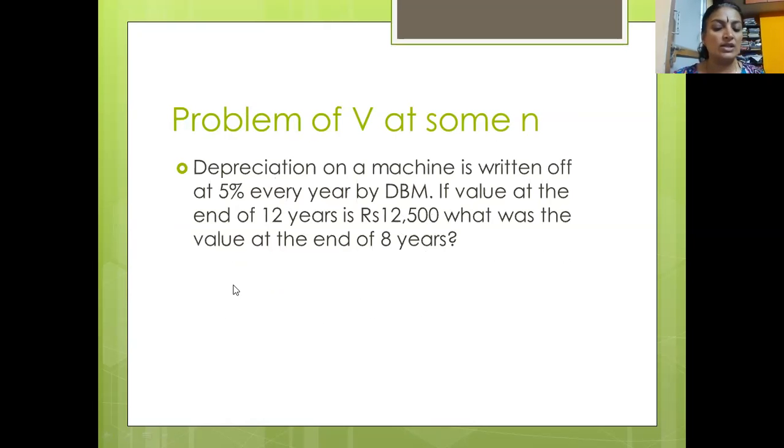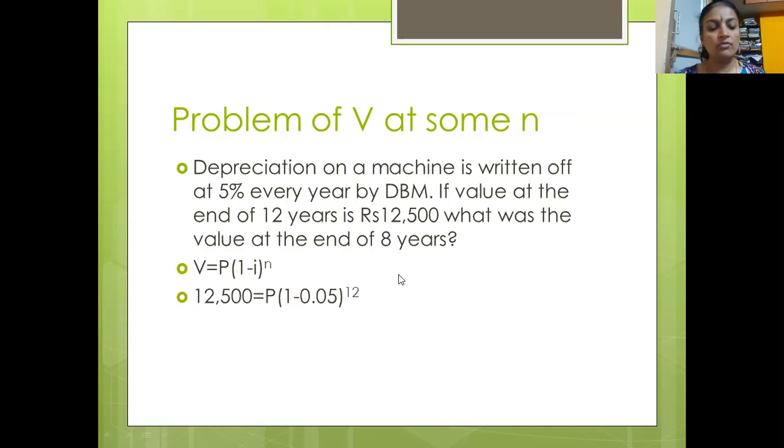Two equations once again you have to have. The P is not given, and with the help of V, we have to solve it. V is equal to P(1 minus I) raised to the power of N is the formula. And for 12 years, what is the V?